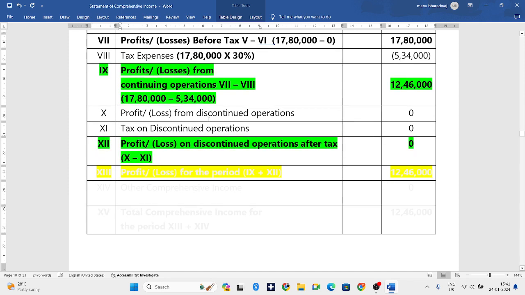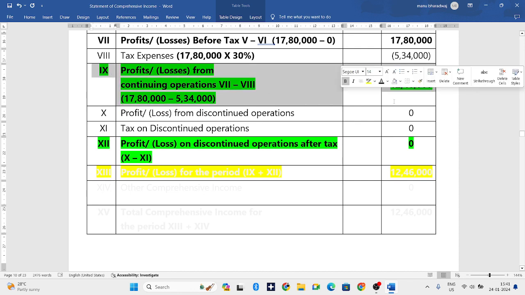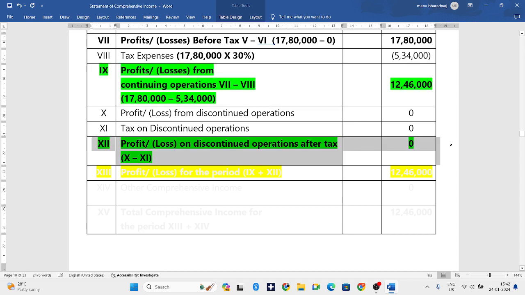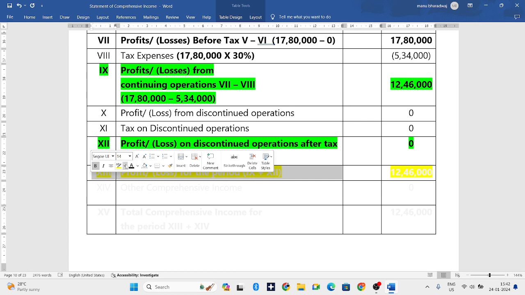So now we have got two things. One is profits from continuing operations, that is 12,46,000. Profits from discontinued operations are zero. Now we need to get the total profit for the period.